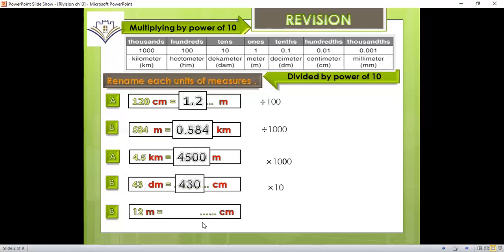12 meter to centimeter. Where is the meter? Yes, this meter. Where is centimeter? Yes, 1, 2. Then multiply 2 places, meaning multiply 10 and then multiply 10. Then multiply by 100. Then 12 multiply 100 equals? Yes, 1,200.